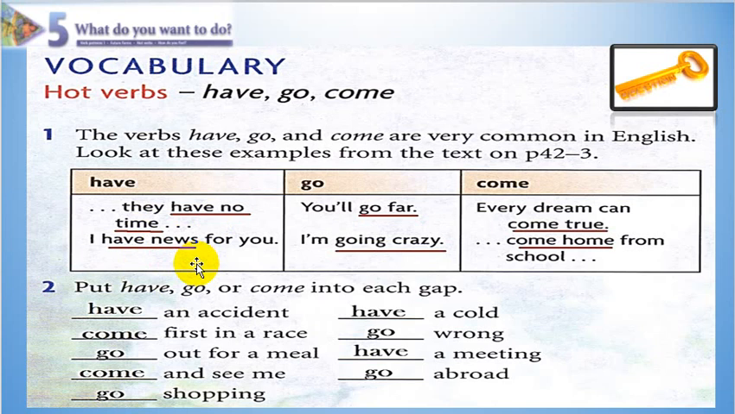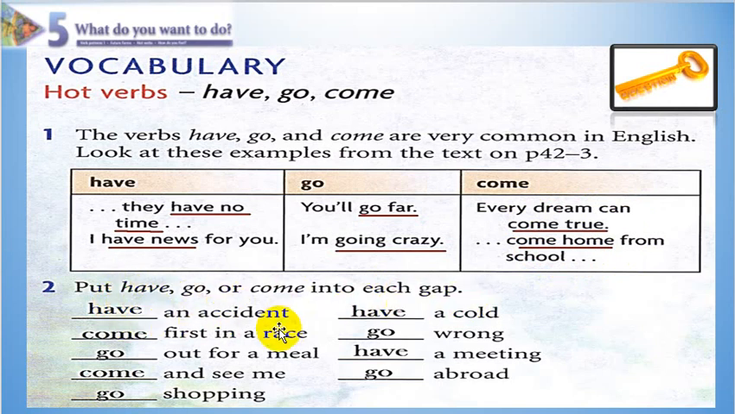أيضا هذا common expressions with go. You'll go far. Okay, go far. Go away. I'm going crazy. We said that. Go crazy or go mad. Go far, go crazy. With come. Every dream can come true. Come true يتحقق. Come home from school. يعود. Return. لكن بدل ما يقول return يقول come home. يعود للمنزل. Okay?